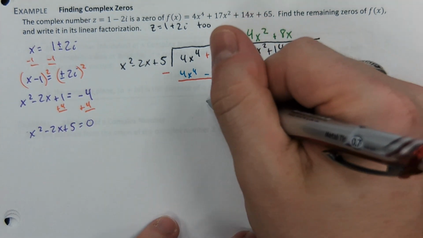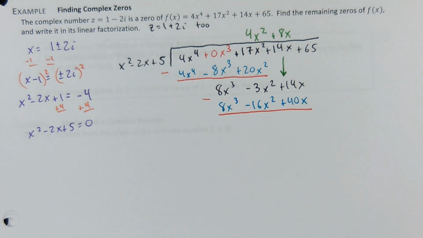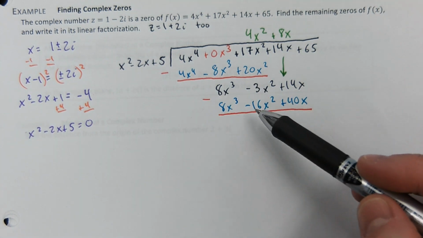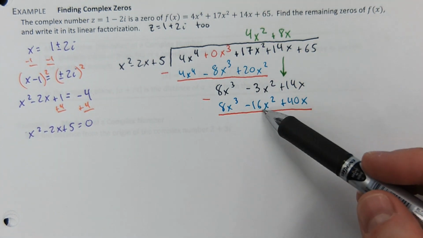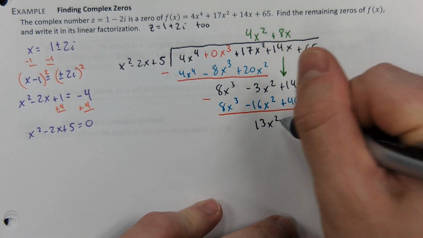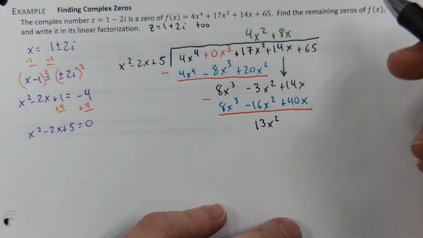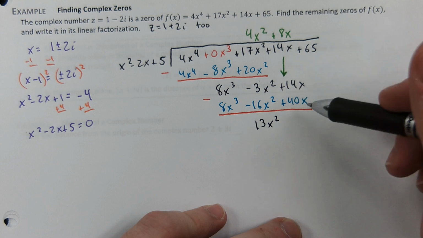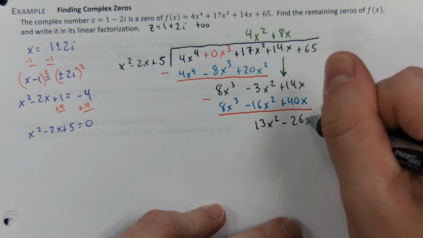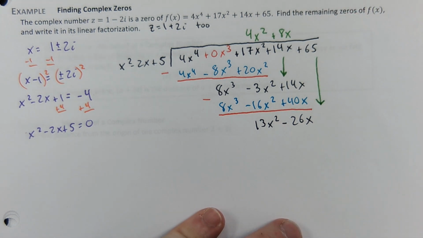Subtracting straight down, just watch your double negatives. Minus negative means plus. 8 minus 8, 0. Negative 3 minus negative, plus. Okay, negative 3 plus 16 is 13x squared. 8x times 5 is 40. Wait, what am I talking about? Minus, sorry. 14 minus 40 is negative 26x. And lastly, drop down the plus, not minus, the plus 65.